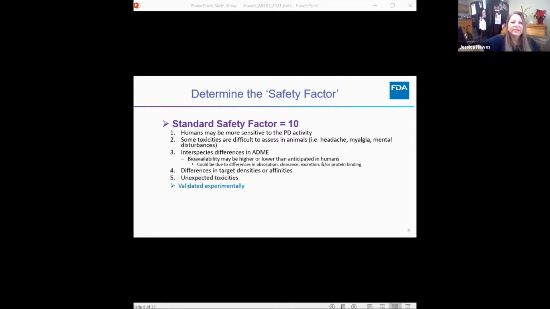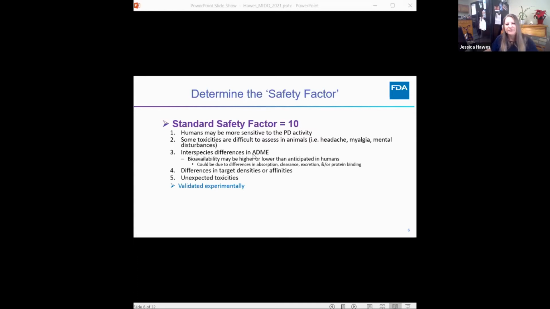observations, including the likelihood that humans may be more sensitive to the drug's pharmacodynamic activity, that some toxicities are difficult to assess in animals, such as headaches, myalgia, and mental disturbances, that the drug may have interspecies differences in protein binding, absorption, distribution, metabolic clearance, and excretion, all of which can affect overall bioavailability.